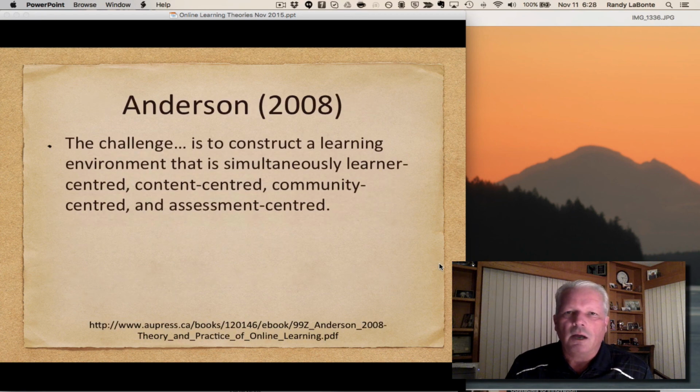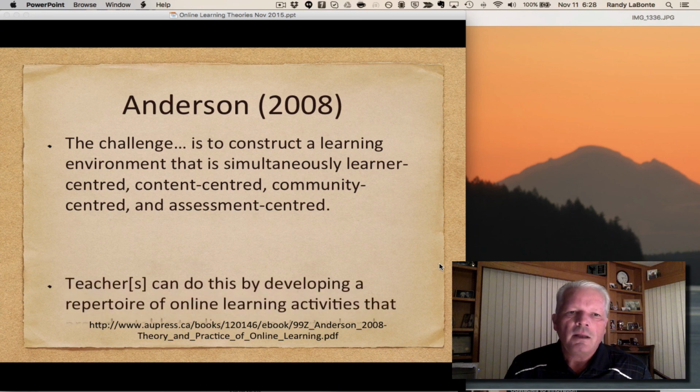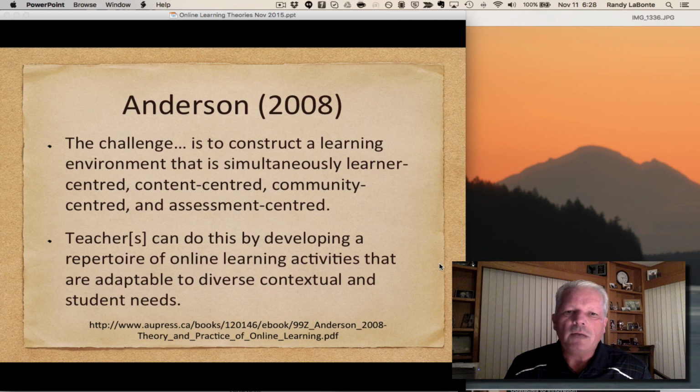Anderson talks about our challenge when we start to move our practice online, and that's to really construct a learning environment. It really is a purposeful construction within that engages all three of those things: student to student, student to content, student to teacher. And we can only do that by developing a repertoire, meaning we need multiple opportunities. This is not something you pull out of a hat. This is something that you continue to move and work towards as an online teacher, that you continue to build your practice, build your resources, build your successes.